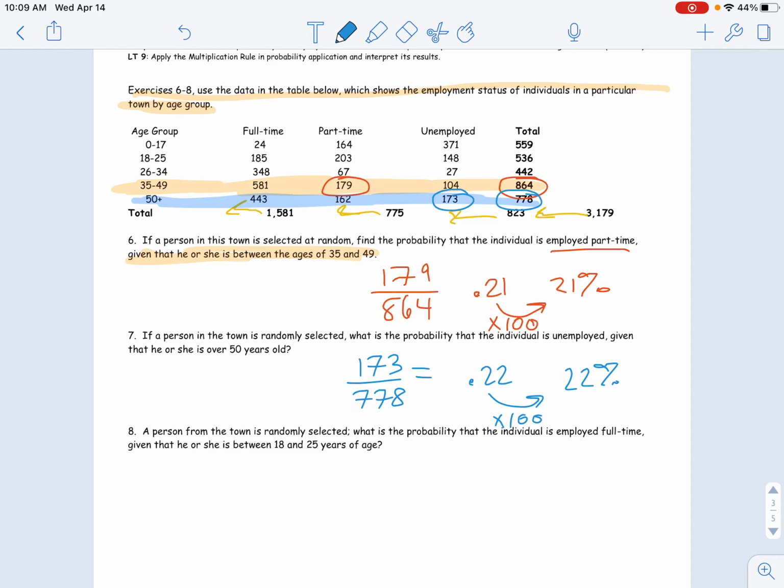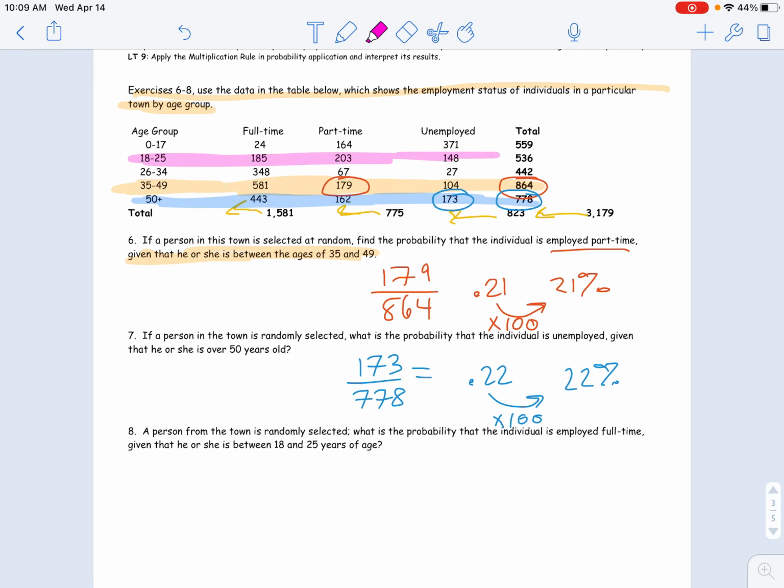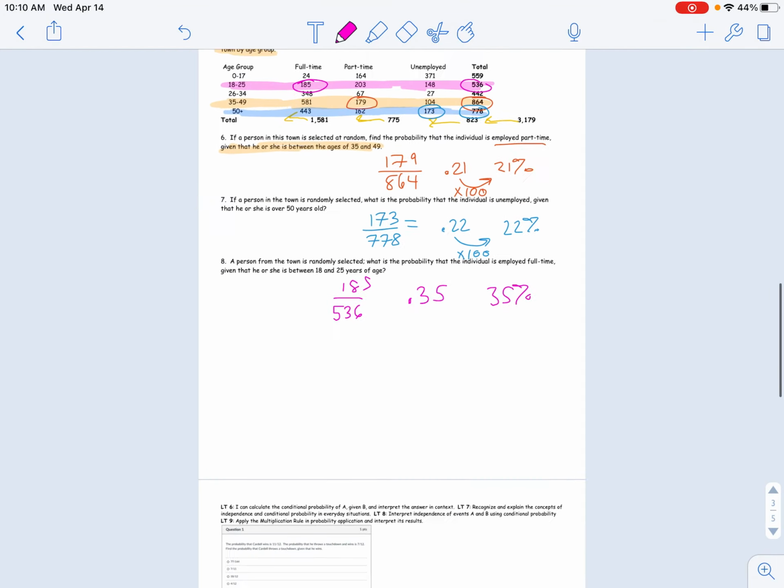If a person from the town is randomly selected, what is the probability that the individual is employed full-time given that he or she is between 18 and 25 years of age? Given that, what is the probability that they're employed full-time? 185 over 536. 185 divided by 536 is about 0.35, or about 35%.